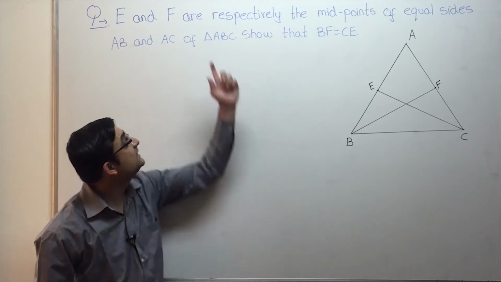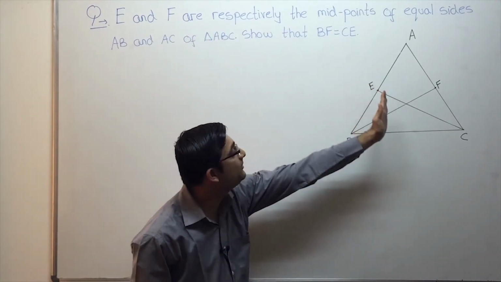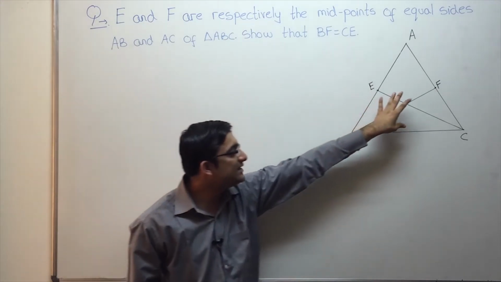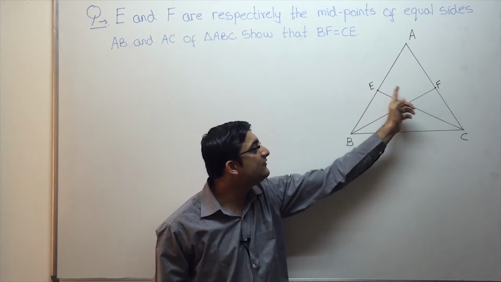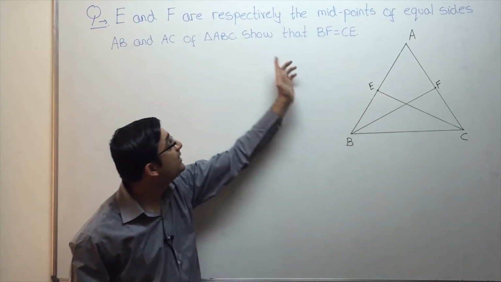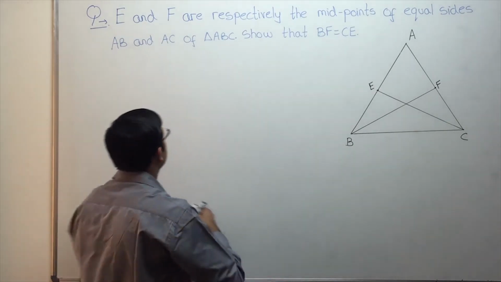So let's read the question. E and F are respectively the midpoints of equal sides AB and AC of triangle ABC. So basically, we have a triangle ABC in which AB is equal to AC, and E and F are midpoints of AB and AC. Based on this, we have to show that BF is equal to CE, right? So let's begin.